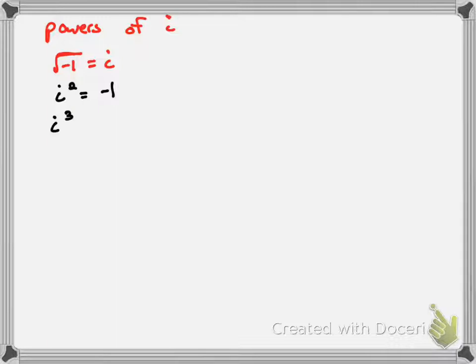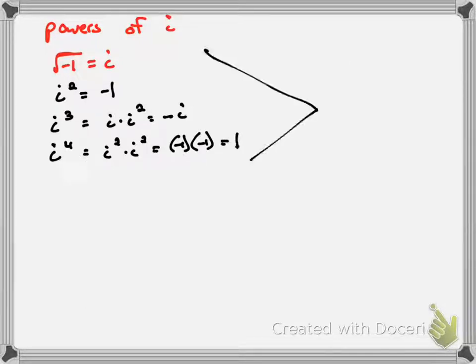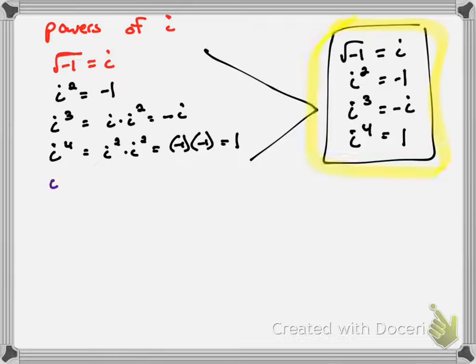Now if we have i cubed, it can be the product of i squared times i, or i times i squared. i does not simplify. i squared is negative 1. So if we have i times i squared, it's negative 1 times i, which is negative i. i to the fourth, we can rewrite as the product of i squared times i squared. Well, that's negative 1 times negative 1, which is just 1. Okay, so if I rewrite this, the square root of negative 1 is i, i squared is negative 1, i cubed is negative i, and i to the fourth is 1.